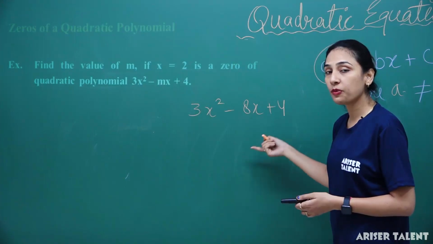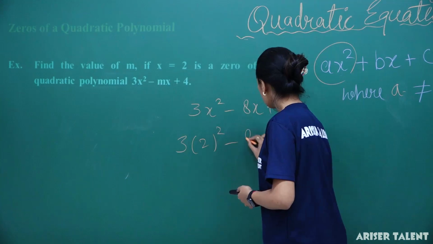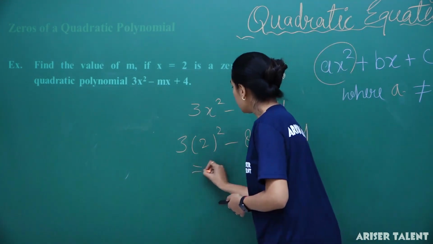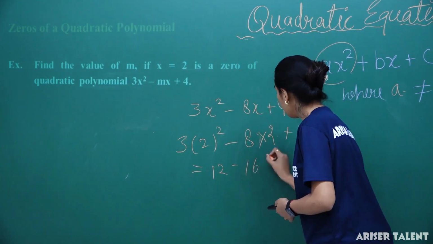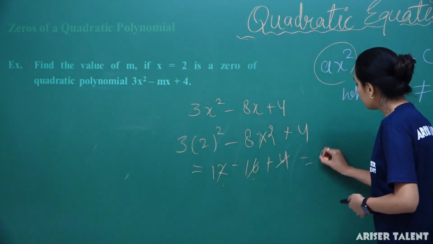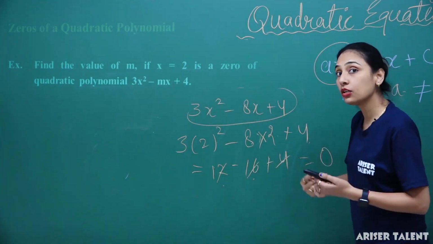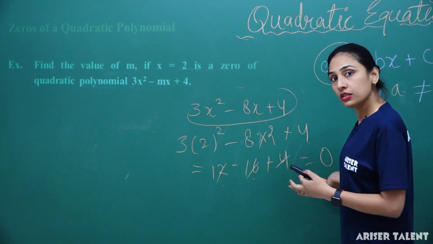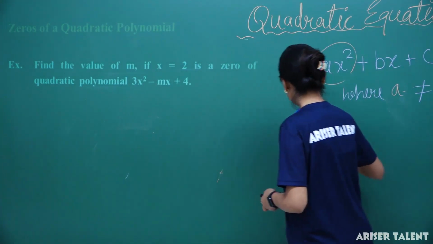Now, the 0 of this polynomial is what? 2, because at x equals to 2, the value of this polynomial will be what? Simply 12 minus 16 plus 4. Now that is 16 minus 16, that will reduce this to 0. So the value of this polynomial at x equals to 2 is equal to 0. Then that means x equals to 2 is the 0 of this polynomial. Okay, we may have more than one zero.